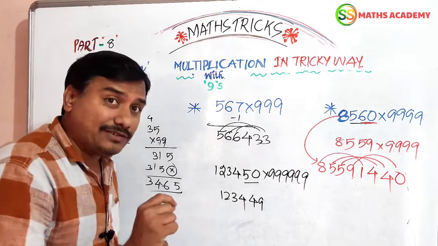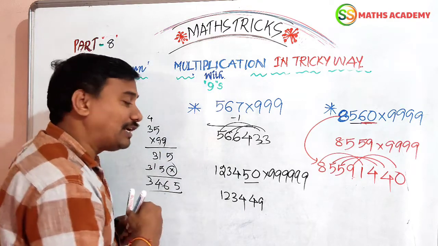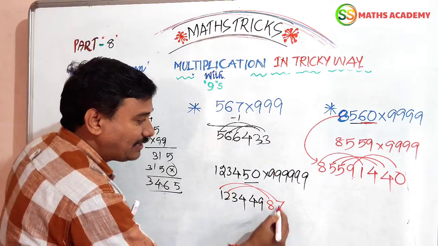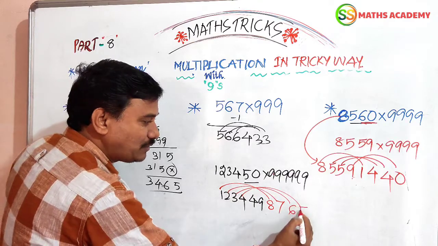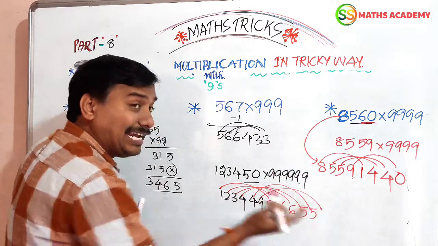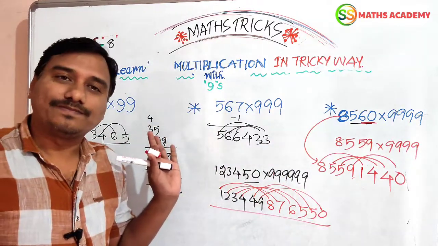Now 1 is added with which digit to get 9? Yes, exactly, you are right. 1 plus 8, we get 9. 2 plus 7, 9. 3 plus 6, 9. 4 plus 5, 9. Again 4 plus 5, 9. 9 plus 0, 9 only. Then your answer is this one.